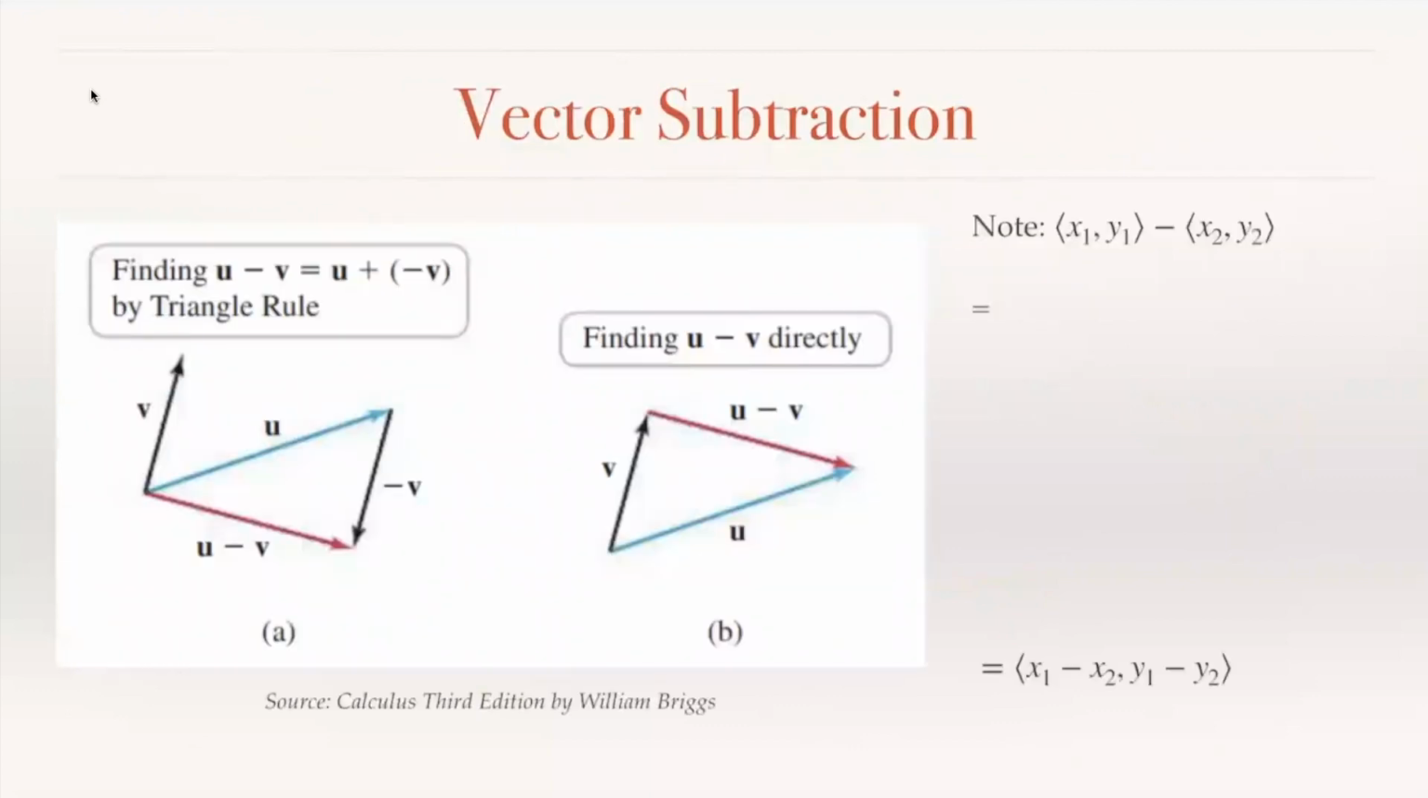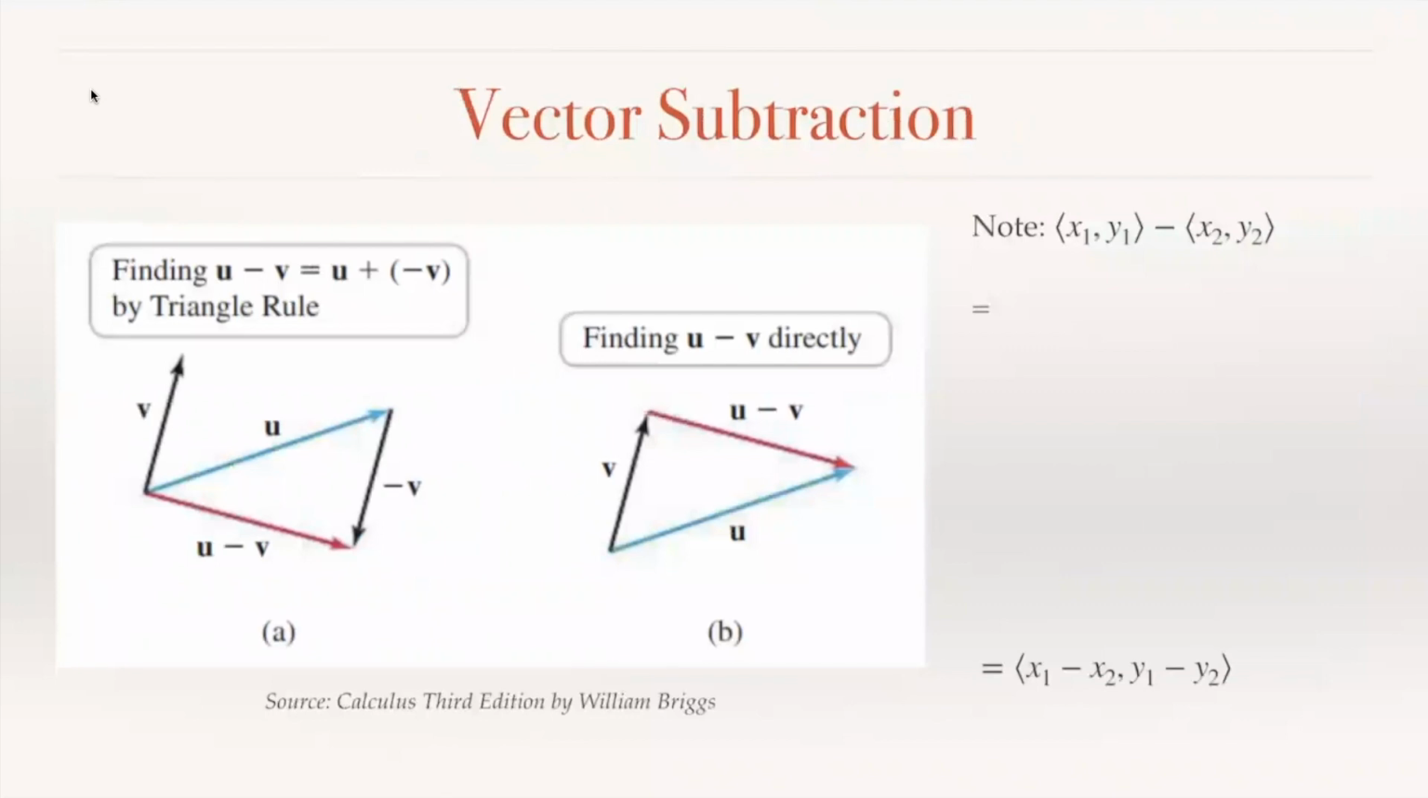And vector subtraction is really just vector addition. u minus v is u plus negative v. So the way to compute u minus v: negative v has the same magnitude as v, but is flipped in the opposite direction. So u minus v is u plus negative v, there's u minus v.